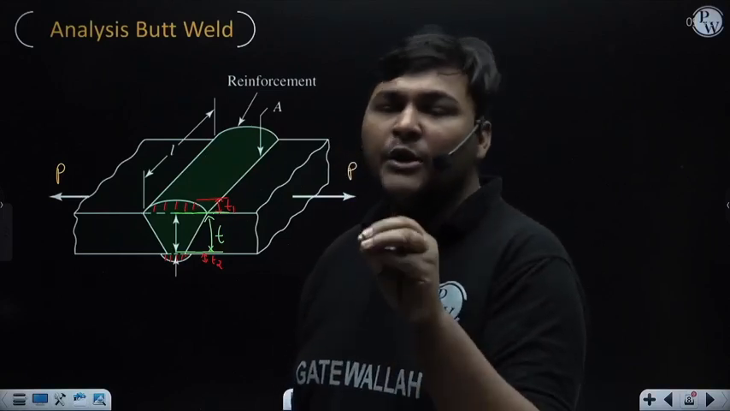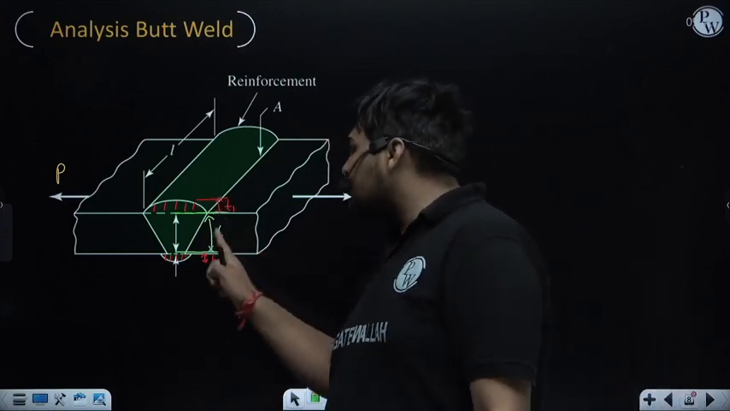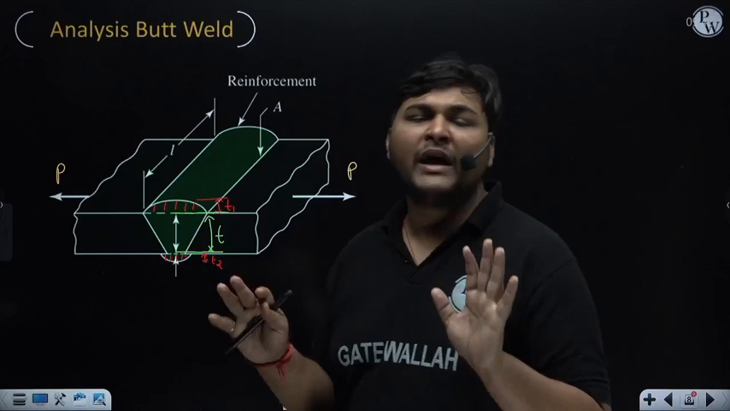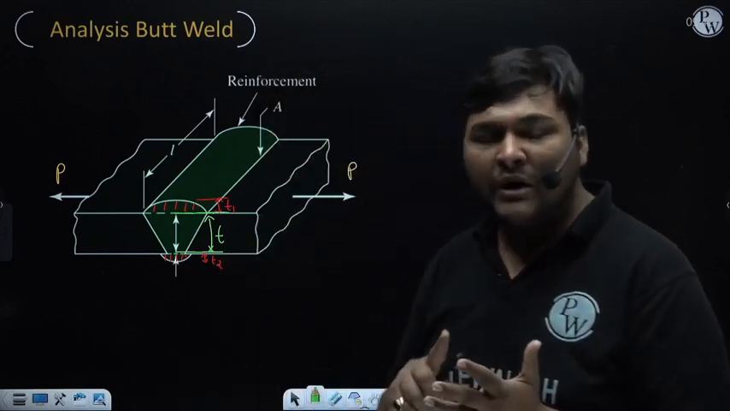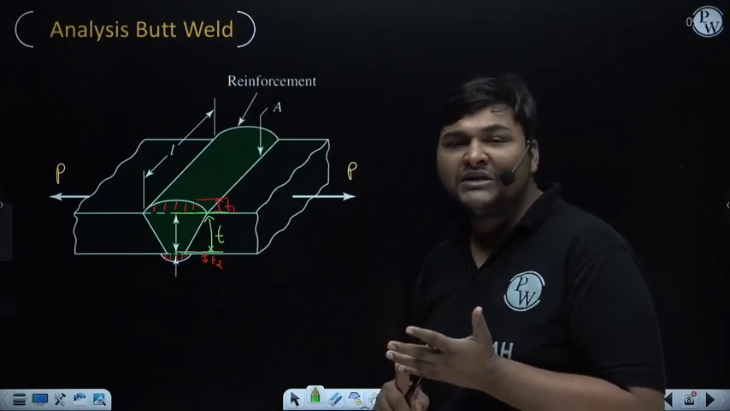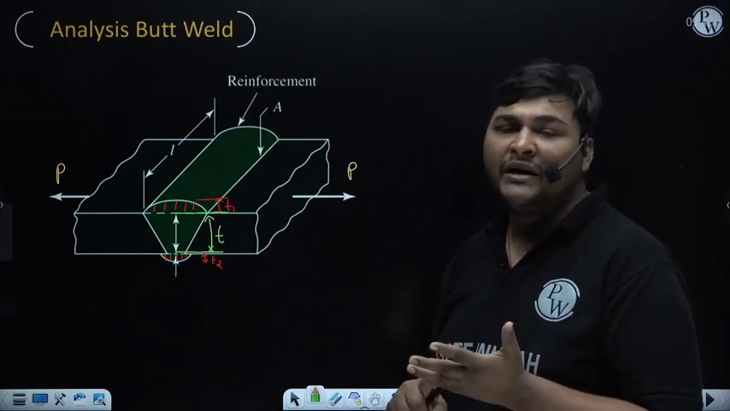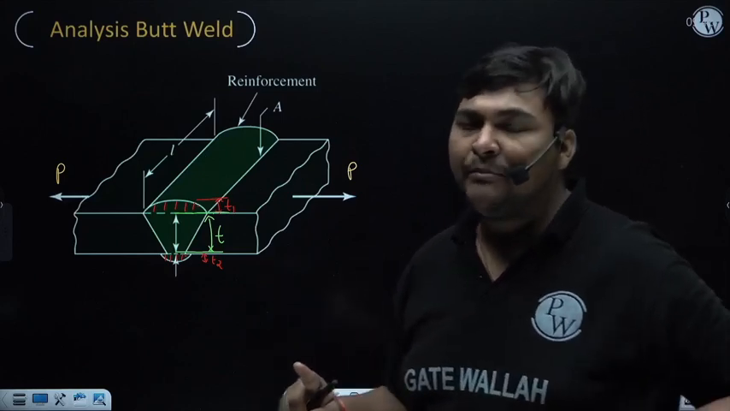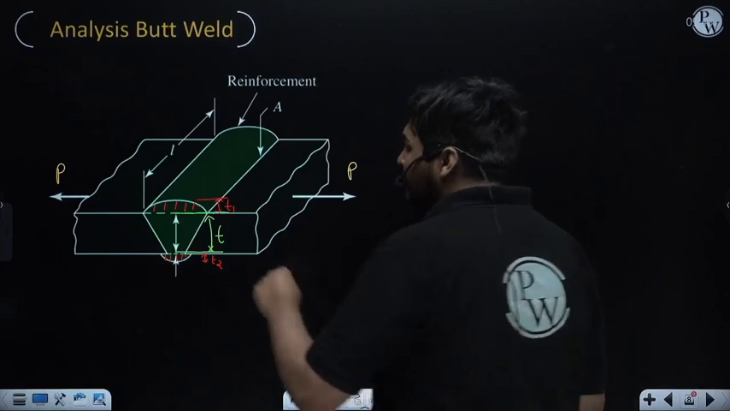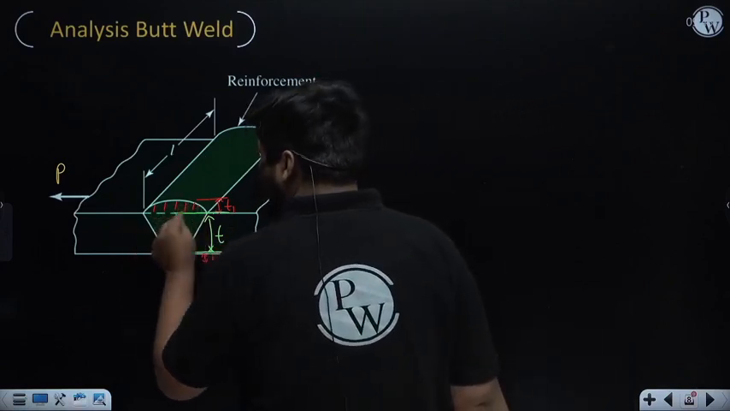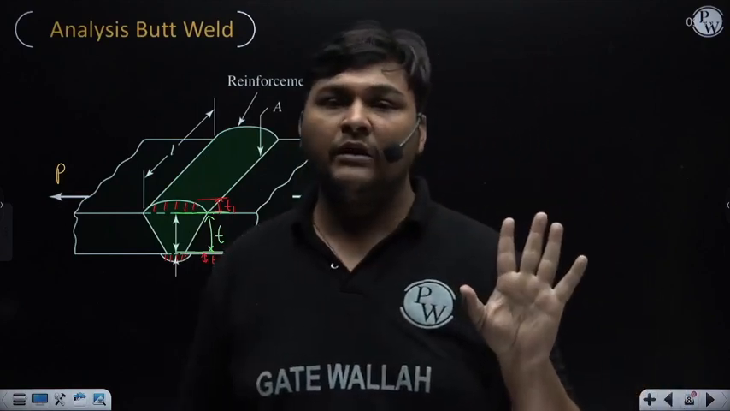If we do so, we are keeping ourselves on the safer side. So if we do the designing by neglecting the T1 and T2 parts, then no problem, we are keeping ourselves on the safer side. Whenever we calculate stress in butt weld, the part of the weld material which is outside the plate, we will not consider. The thickness we consider during design is this thickness, which is equal to T, the plate thickness.